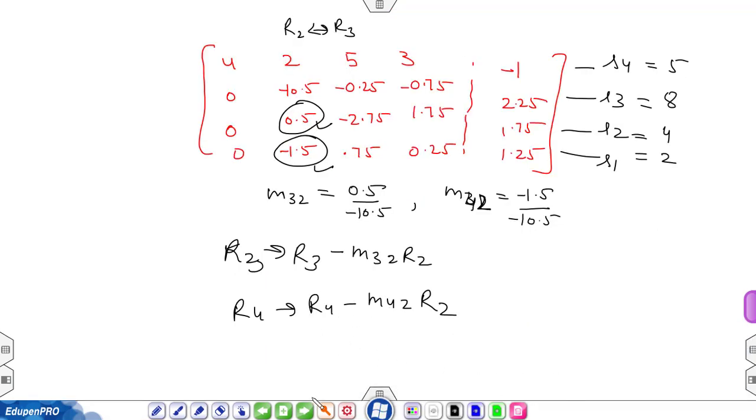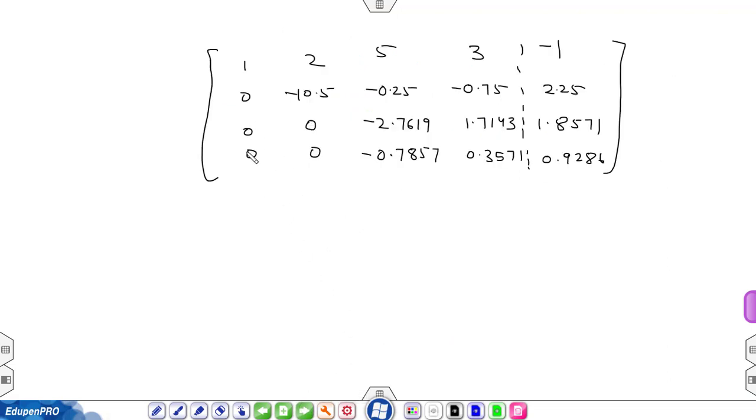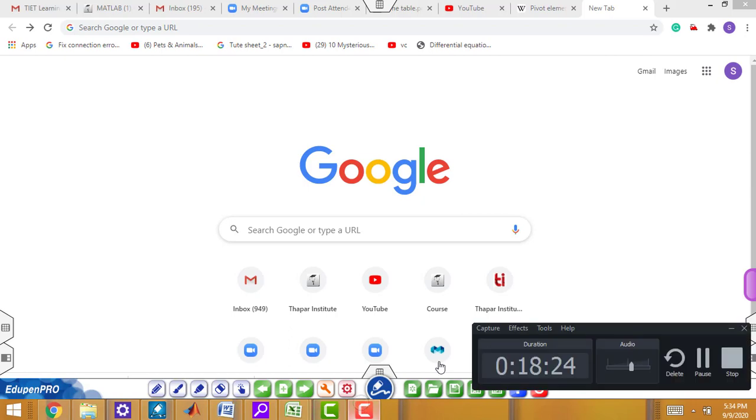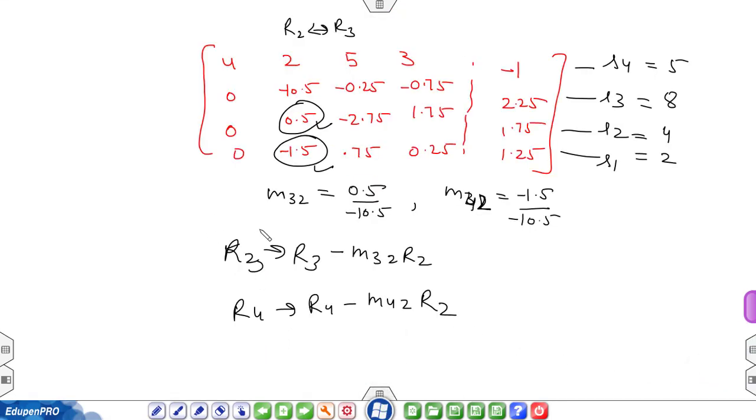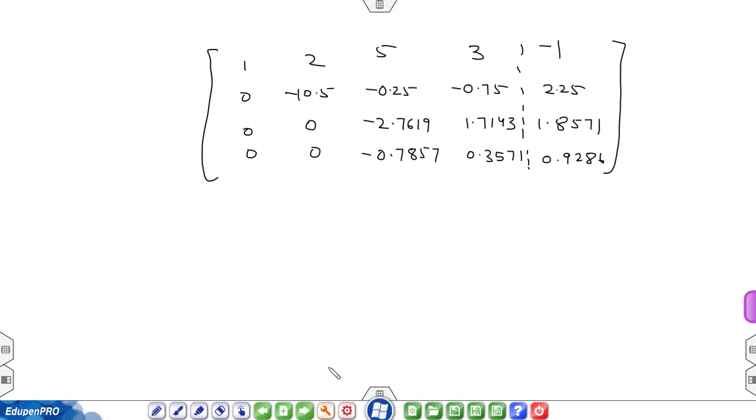So what we are getting after that, let's check it. After applying row operation, we are getting a matrix like this. This is the matrix. So what is our next step? Next step is to make 0 at this position. The same thing we will check here.